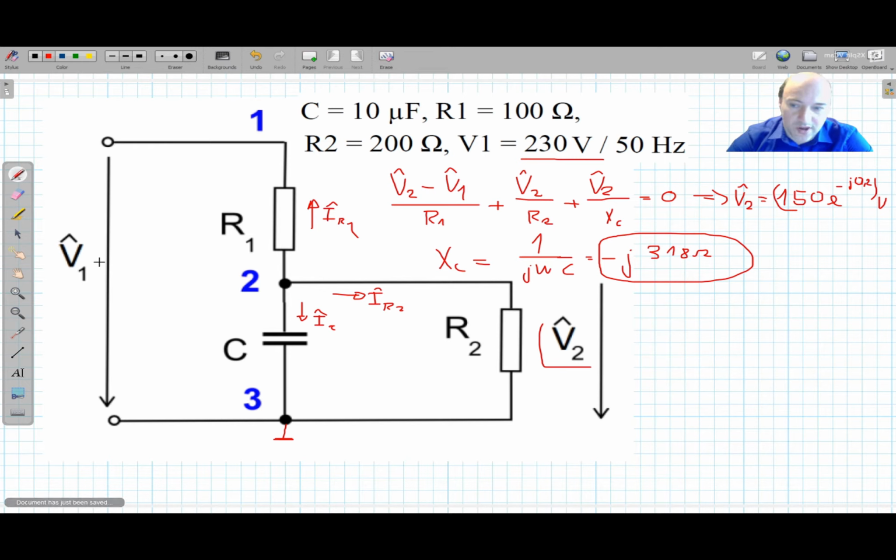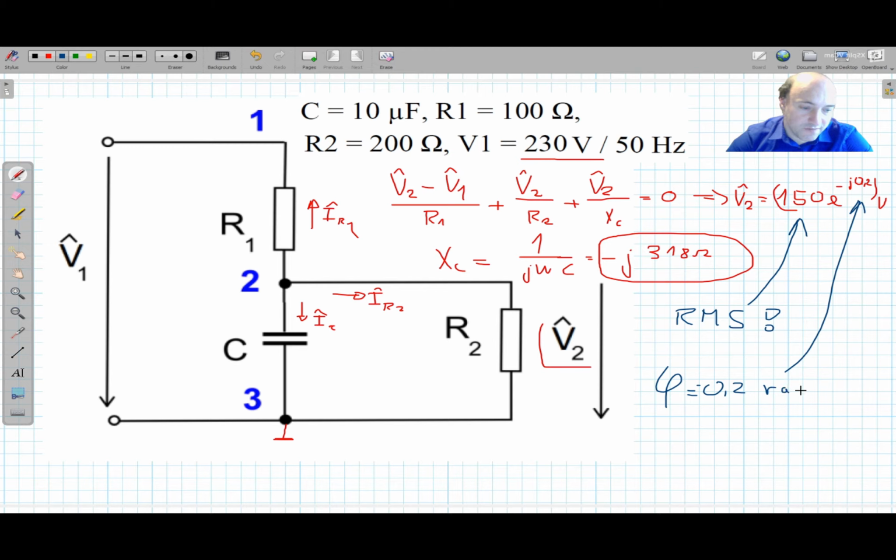radians compared to V1. So this 150 volts is the RMS value in my calculation, and 0.2 is the phase angle between V2 and V1 in radians, and I should not forget here the minus sign. So this is the phase angle.